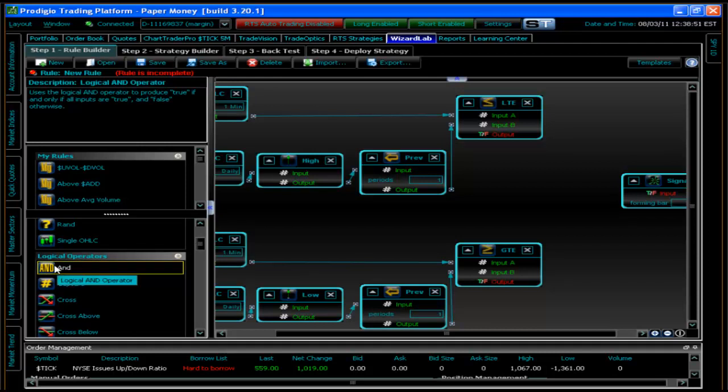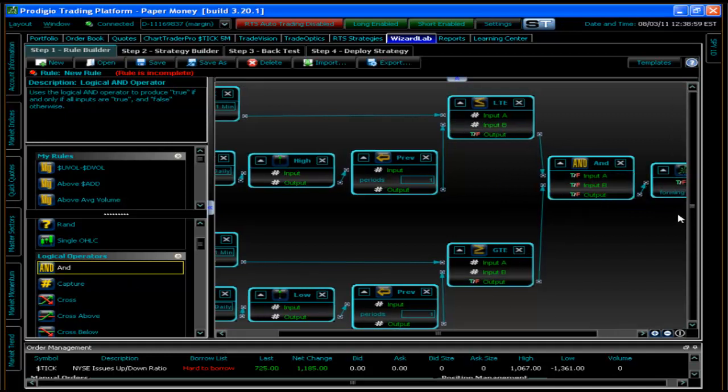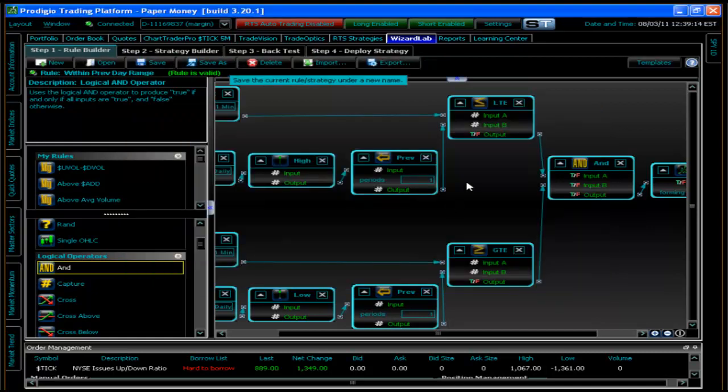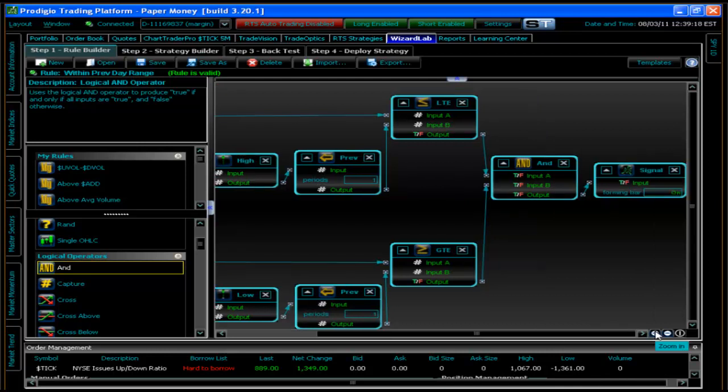AND is probably the most common operator that you're going to use because it lets you string a bunch of conditions together. In this case, I'm chaining two conditions together, one which is an upper bound and the other which is a lower bound. And so I can save this and call it something like within previous day range. So this is a rule, and when this is true, then I'm within the previous day's range.